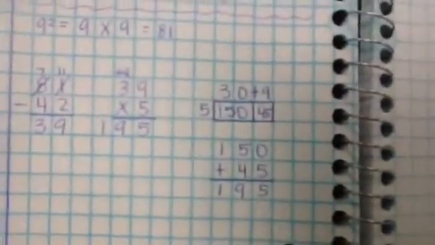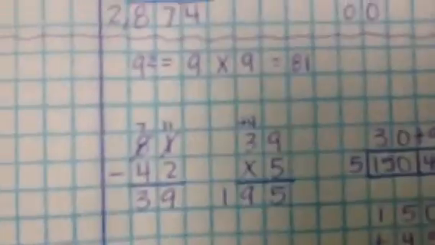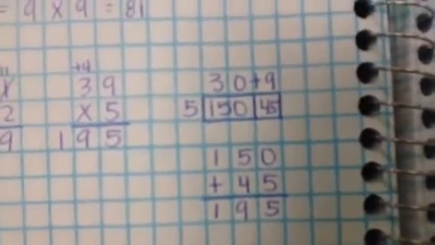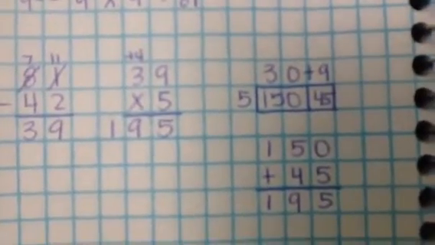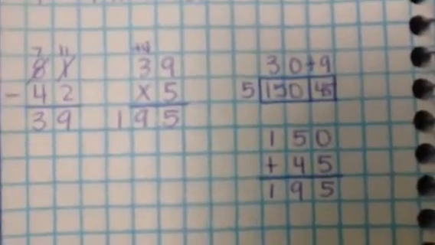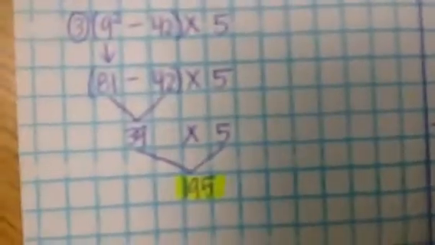And then 39 times 5. I showed it to you 2 ways, using the standard algorithm right there and the area model right there. You can do both ways, or you can pick whichever one works best for you. Either way, you get the same answer, 195. Bam, right there.